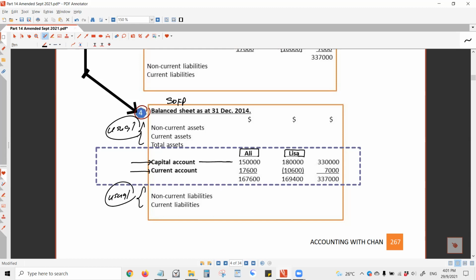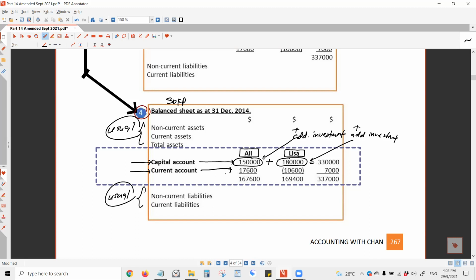For capital account, you can get the figures from the question. It's quite easy to get the figures. Also take note whether they have additional investment or not. Sometimes the question will tell you they invested more. It's going to make their capital higher. So see if the question has it or not. If there is, then you plus. Then you get this total figure. Total up horizontally to the right: 150,000 plus 180,000, then 330,000.